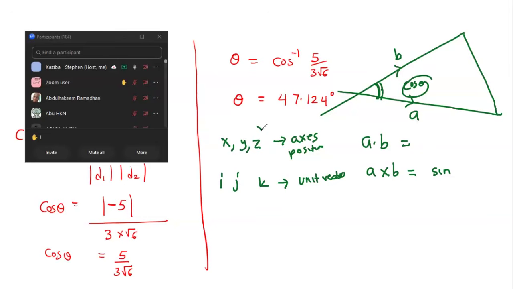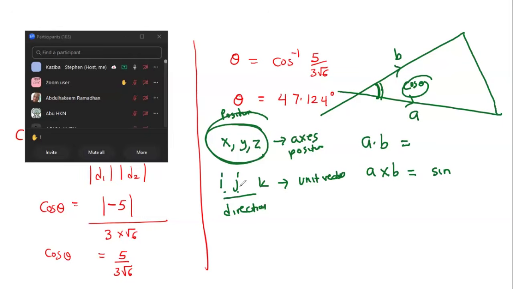So X, Y, Z represent the position, then I, J, and K represent the direction. One is position, another one is direction. Hope you have now got the difference. If you want to understand it better, X, Y, and Z are scalar quantities. I, J, and K are vector quantities.